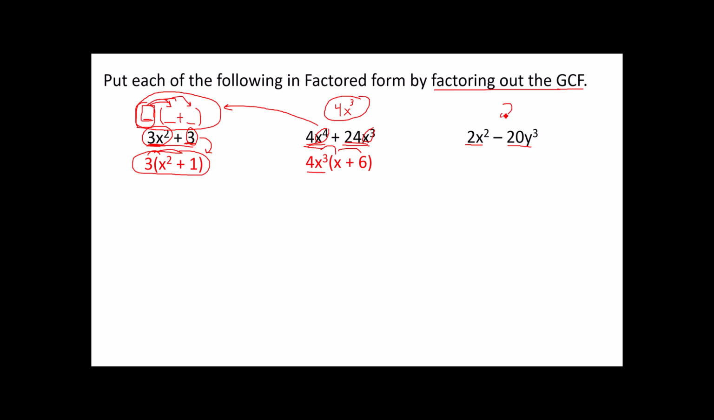Hopefully you realize they both have a 2 in common. So I'm going to pull that 2 out. 2 times x squared is 2x squared. 2 times 10y cubed is 20y cubed.